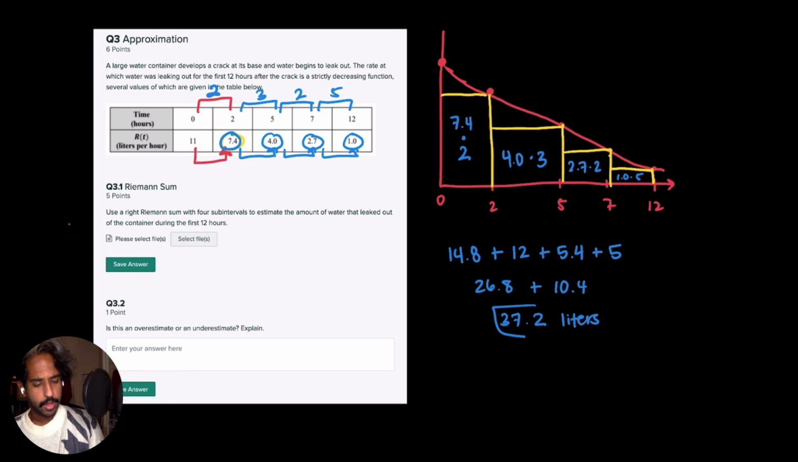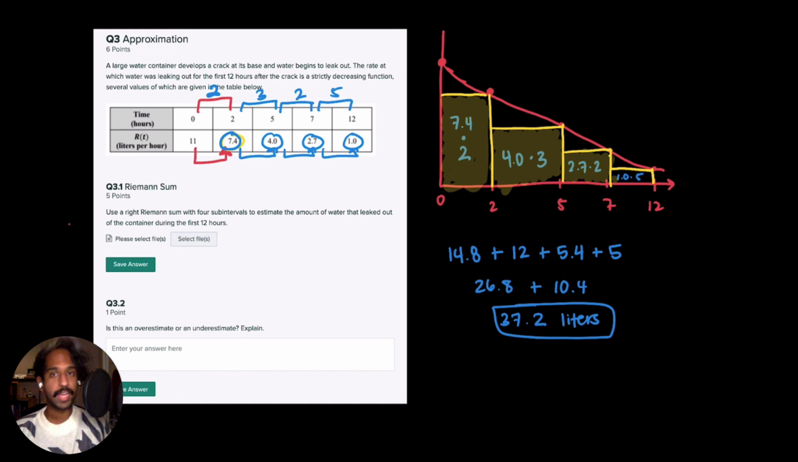All right. And now, is this an overestimate or an underestimate? You might already be able to tell. But here, when we found our areas, because this was a decreasing function, all of our rectangles ended up being underneath when we found this right Riemann sum. And so, when we're asked if it's an overestimate or an underestimate, we can say, this is an underestimate.